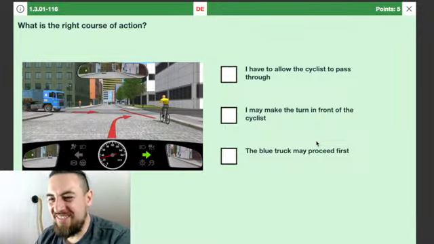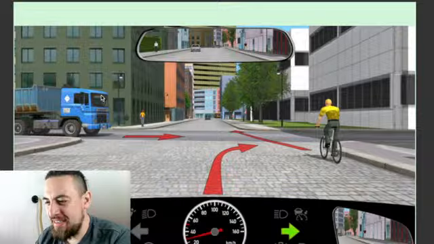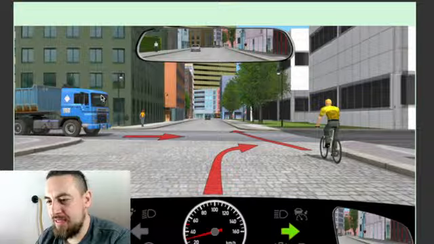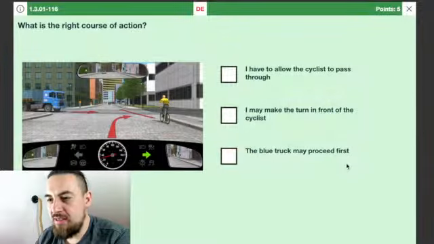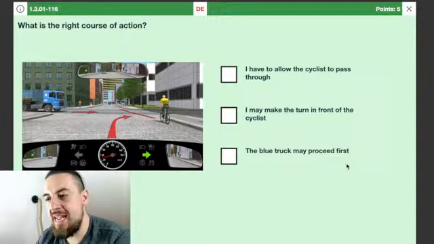What is the right course of action? Okay, let's have a look. Okay, I think you're ready. What is the right course of action? I have to allow the cyclist to pass through. I may make the turn in front of the cyclist. The blue truck may proceed first.